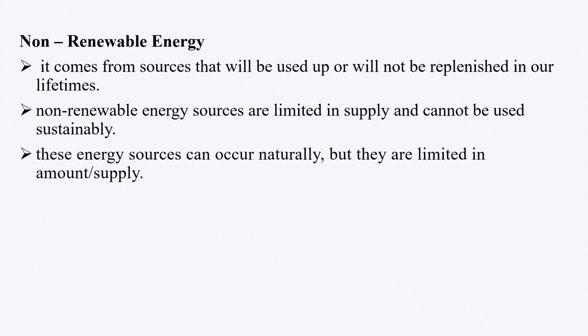Non-renewable energy sources are limited in supply and cannot be used sustainably. They cannot be sustained, they cannot be upheld. And that's why we are trying to do away with fossil fuels, because they are not sustainable and because they take thousands of years to form, and we are using them constantly, and that's why they are finite. They are limited in supply. These energy sources occur naturally, but they are limited in supply, and that's why they can be used up in no time, and that's why they are not sustainable.